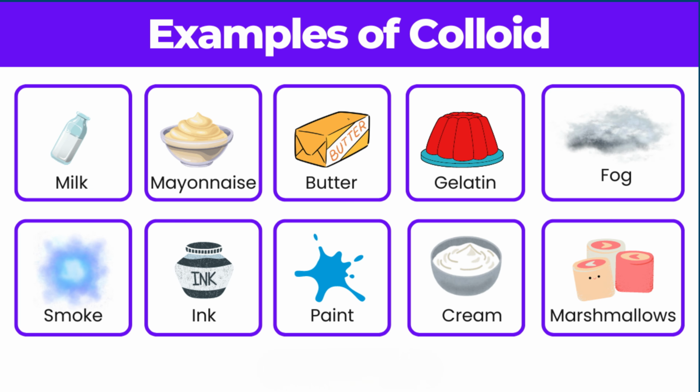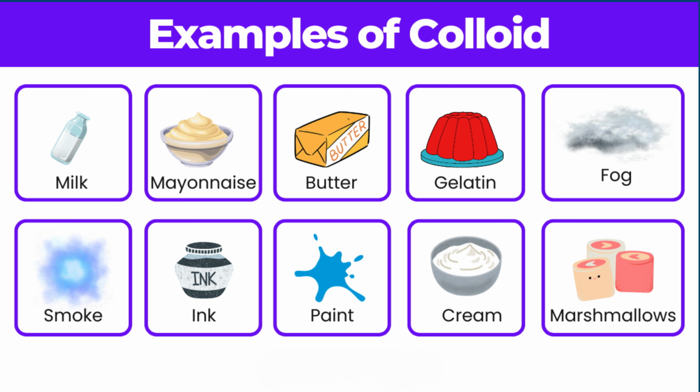Applications of colloids. Colloidal systems play essential roles in many industrial and biological processes. In the food industry, products such as milk, butter, whipped cream, mayonnaise, and ice cream are examples of colloidal dispersions. Their texture, stability, and appearance depend strongly on colloidal interactions.